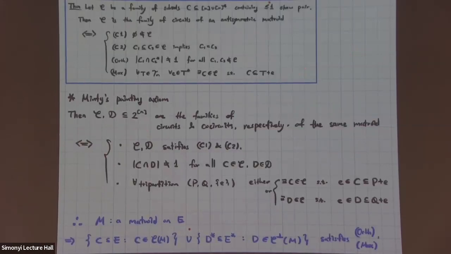And this looks very similar to the Minty painting axiom for the matroid, or the self-duality for the matroid. If you collect the family of the circuits and the family of the co-circuits, then it actually satisfies those conditions, where the second one is usually called the orthogonality of the matroid. And also if you have two families of sets which satisfy this, then we can also recover our original matroid.